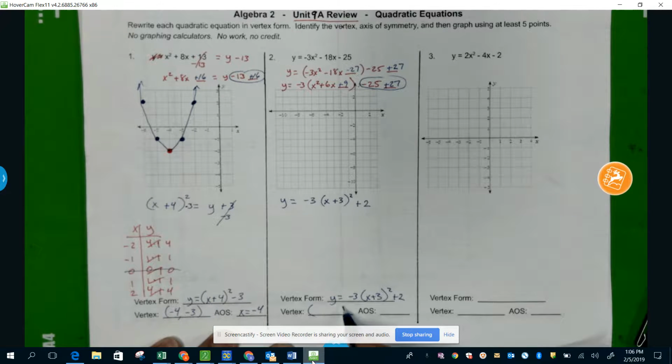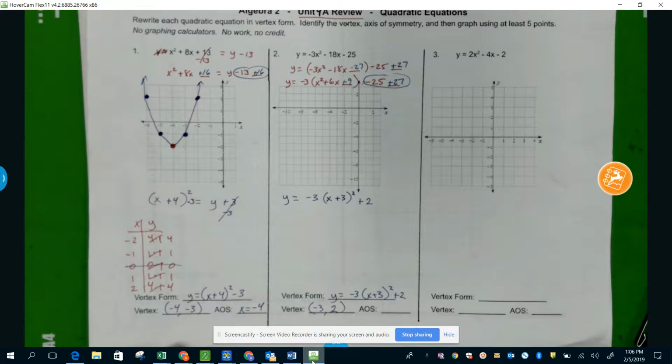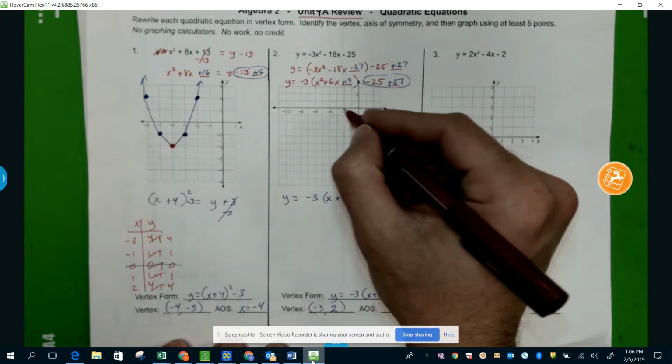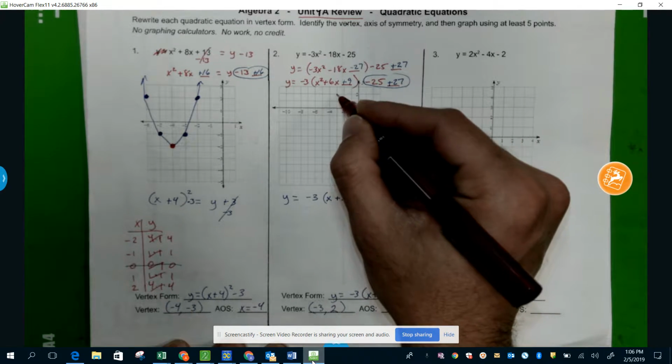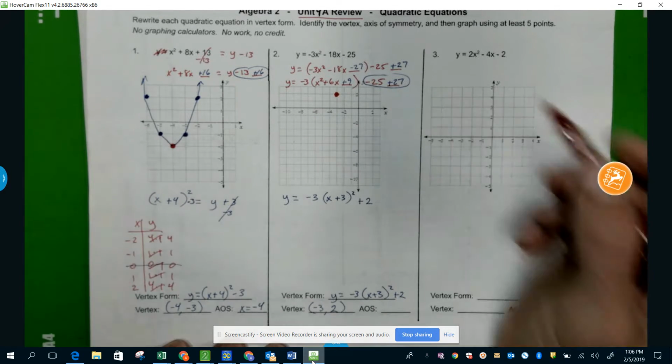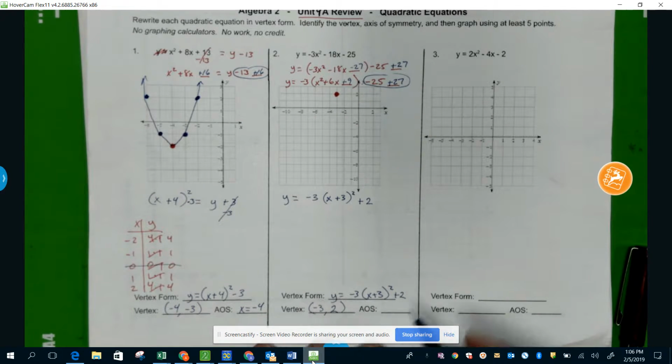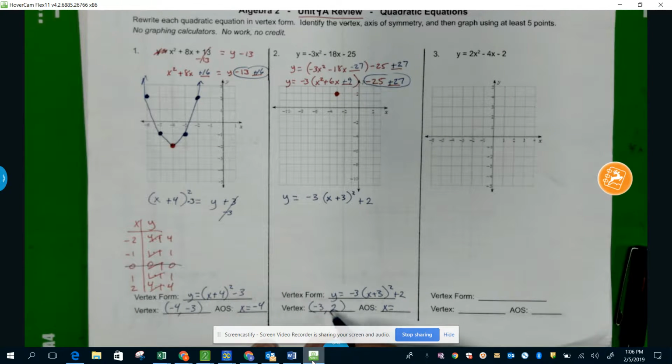The vertex is the opposite of the x value, so negative 3, and the y value at the end is what it says it is, positive 2. So negative 3, positive 2. Axis of symmetry, always x equals. The x value of my vertex here is negative 3.